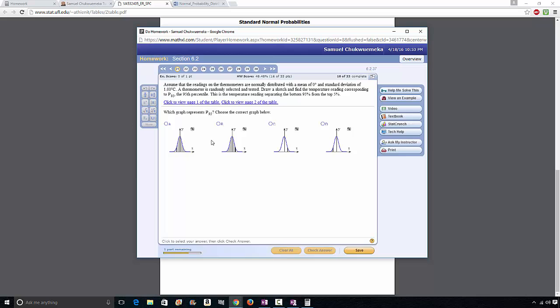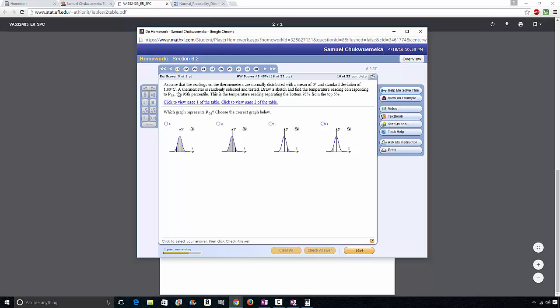Question 21. Percentile. Here we assume that the readings on the thermometers are normally distributed with a mean of 0 and a standard deviation of 1.00 degrees Celsius, so we are good to use the standard normal distribution table. A thermometer is randomly selected and tested. Draw a sketch and find the temperature reading corresponding to the 95th percentile.